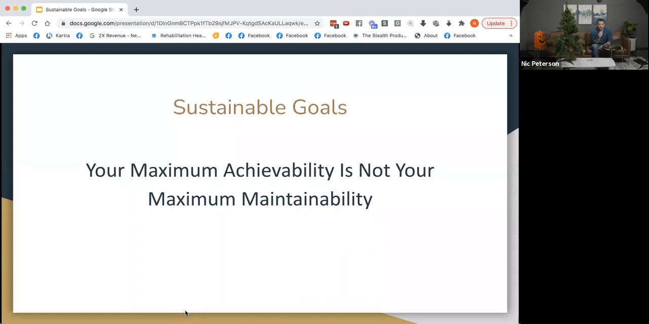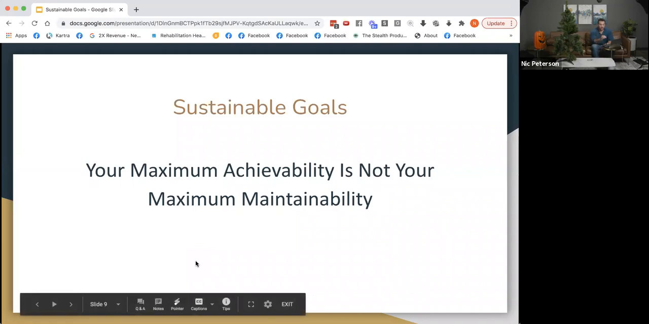These are the people that exploit too soon. They sell their souls. They get a picture of them looking super shredded on the beach, and then they're afraid to be seen in public because they never look like that again. Okay, your maximum achievability, what you could achieve right now over the next 3 months, 6 months, 9 months is not the same as what you can maintain or sustain.